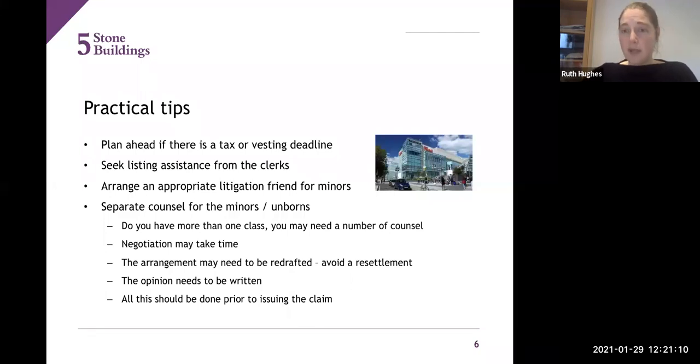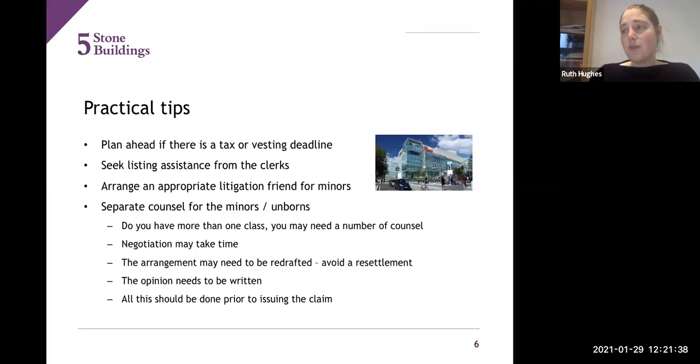You may well be able to instruct counsel for the trustees and the minors and other parties from your firm, but you're going to need to put in place a Chinese wall to do that. You want to get counsel's assistance for the minors or unborns as early as possible. This is because they might have views on the drafting of the settlement, and as Tom said, you're not allowed a resettlement, so take that into account.